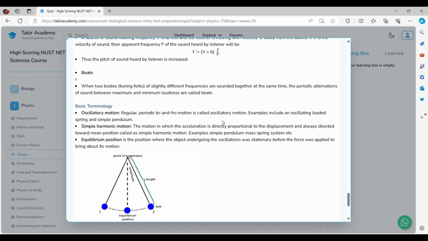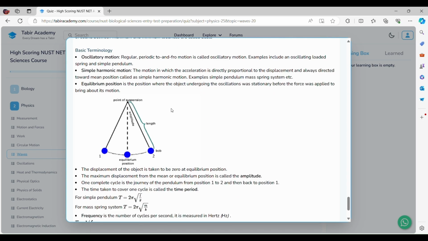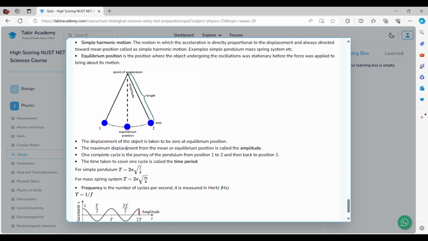Equilibrium position is the position where the object undergoing the oscillations is stationary before the force was applied to bring about its motion. The displacement of the object is taken to be zero at equilibrium position. The maximum displacement from the mean or equilibrium position is called the amplitude.